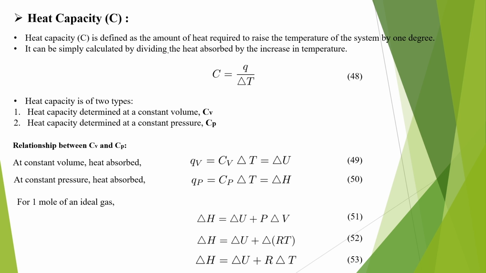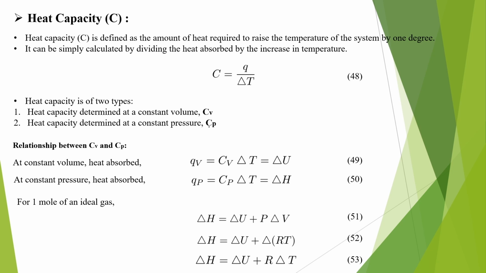It can be simply calculated by dividing the heat absorbed by the increase in temperature. So if Q is the amount of heat required and the change in temperature is delta T, then heat capacity C is Q by delta T. Heat capacity is of two types: heat capacity determined at constant volume, Cv, and heat capacity determined at constant pressure, Cp.